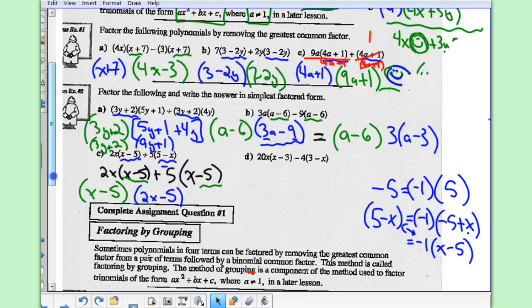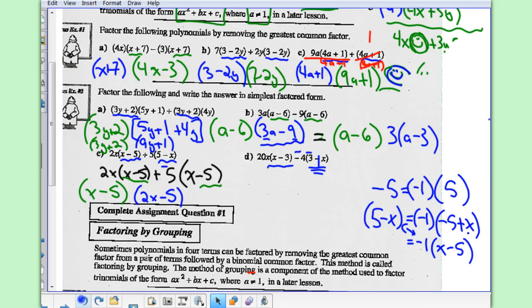In the next example, same thing. I'm just going to do it up here now. If I have this, which is opposite, they look the same, but they're completely opposite. I'll pull a negative out. I don't want to rewrite the whole thing. So I pull a negative out. That would make this a minus 3, and this a positive x.